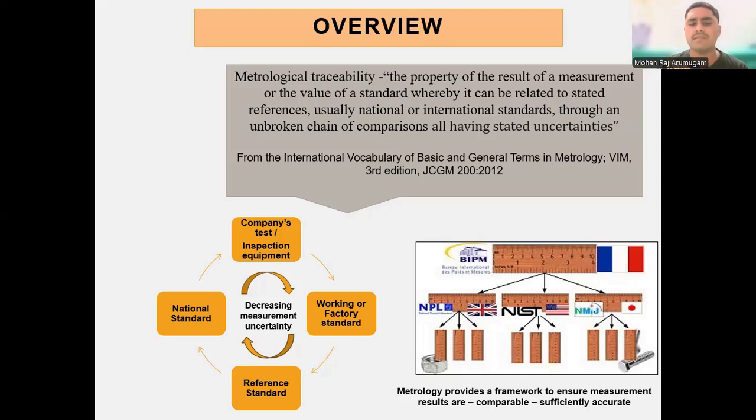Here I've attached the flow of the traceability chain, also known as calibration hierarchy. The calibration hierarchy is a sequence of calibrations from the reference to the final system. Basically, the top institution in the calibration hierarchy is the National Metrology Institute. The second level may be the accredited laboratory, and the third level may be the user calibration. So metrology is a framework to ensure measurement results are comparable and also sufficiently accurate.